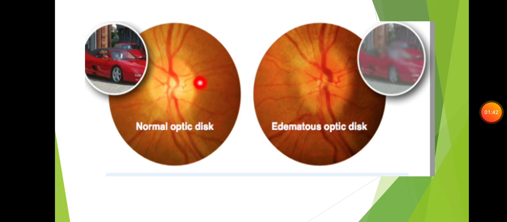Here you can see the normal optic disc compared with the edematous optic disc. In the normal optic disc, no swelling is present, well-defined margins are present, no hyperemia present. In the papillitis condition, swelling of the optic disc is present, blurring of the margin, and hyperemia of the optic disc present.